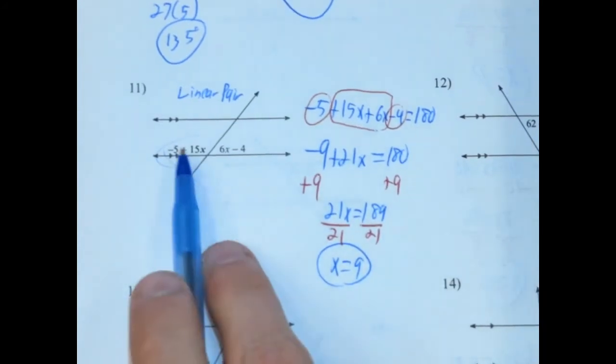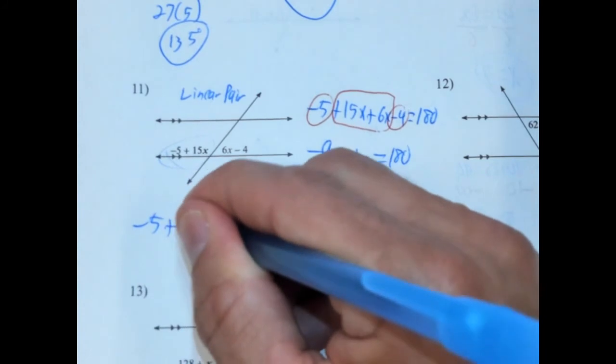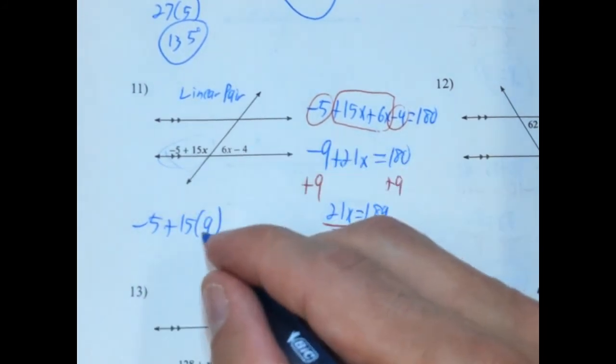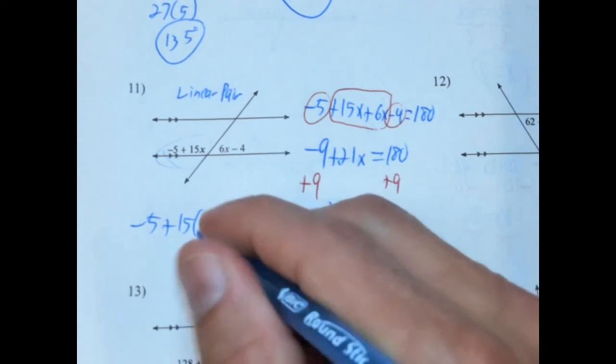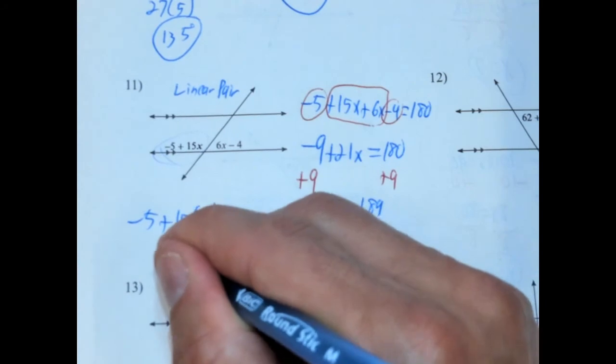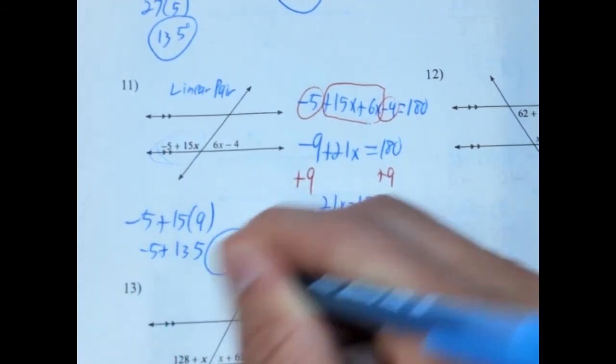Okay, now we need to find this angle, so let's go ahead and plug 9 in here. So negative 5 plus 15 times 9. 9 times 15, let's see, 9 times 5 is 45, so we're going to carry the 4. 9 times 1 is 9, plus 4 is 13. So 135 plus negative 5, and that would equal 130 degrees.